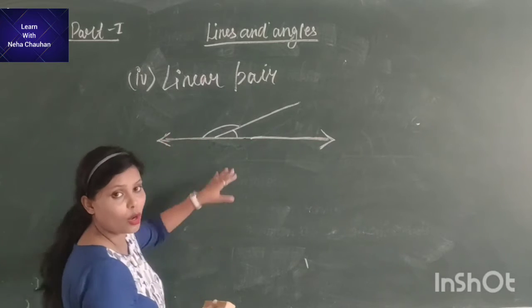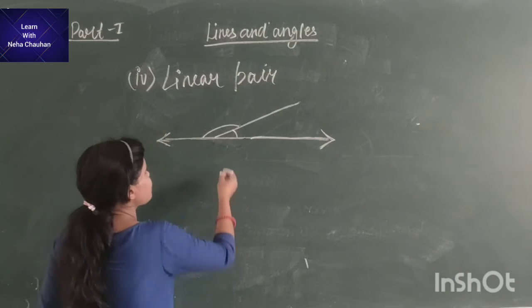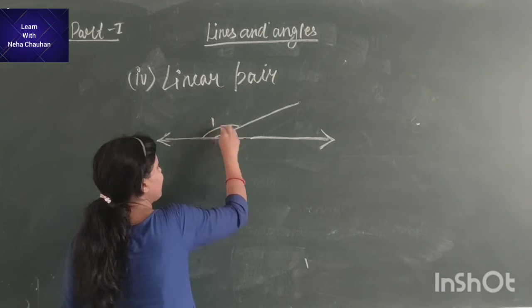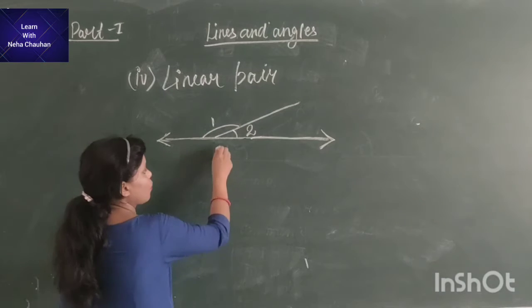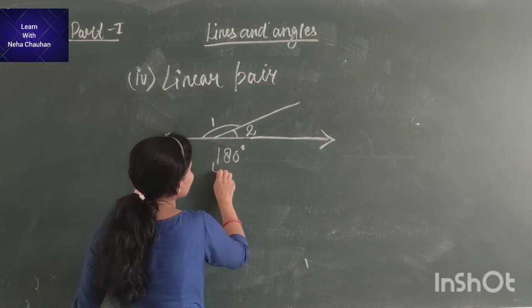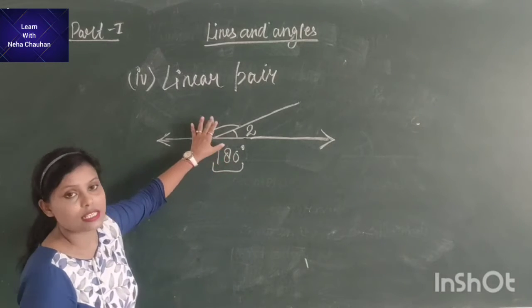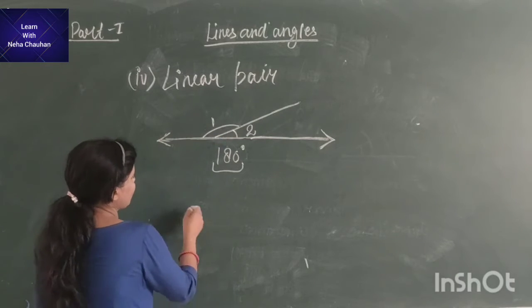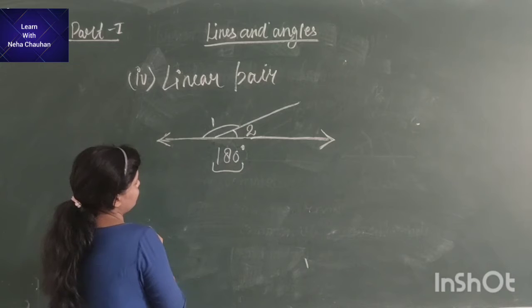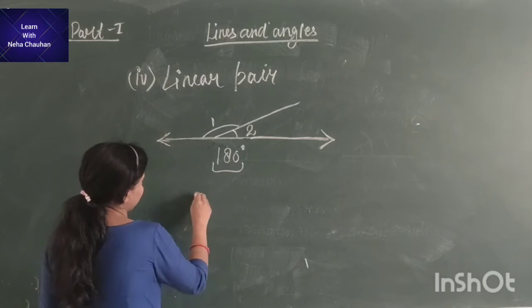That means these are opposite, and the sum of these two angles, suppose this is angle 1 and this is angle 2, the sum of these two angles is 180 degrees. Then only these are known as a linear pair, alright? Okay, let's take another example.